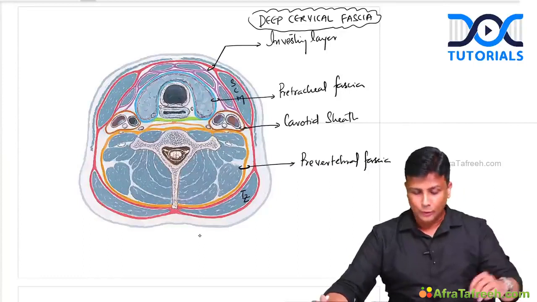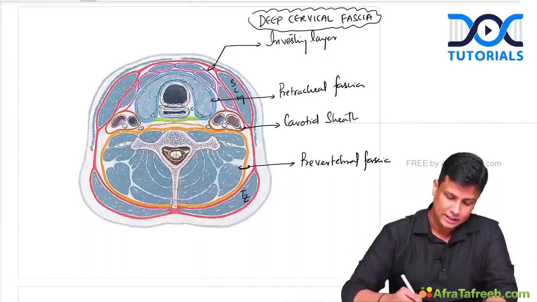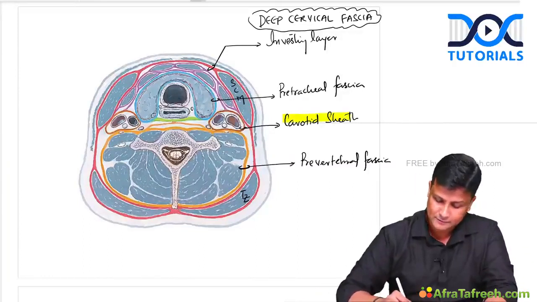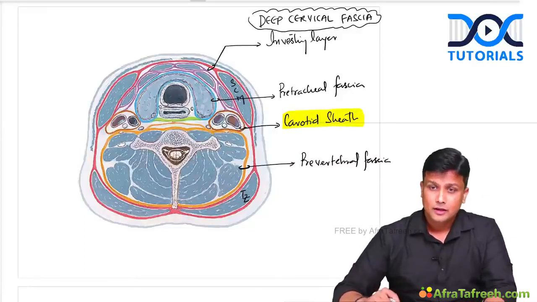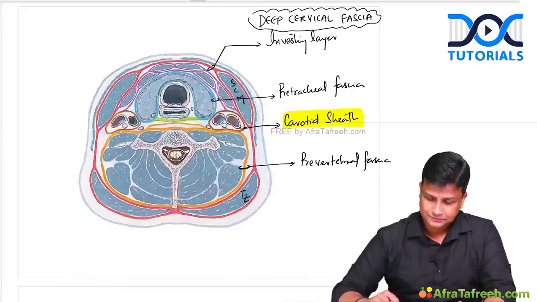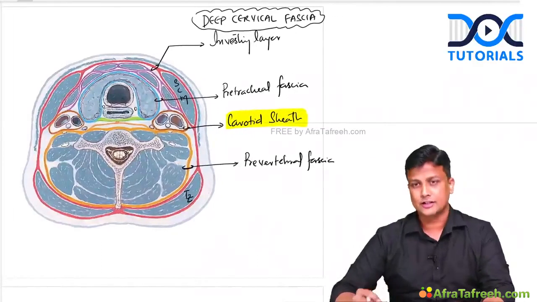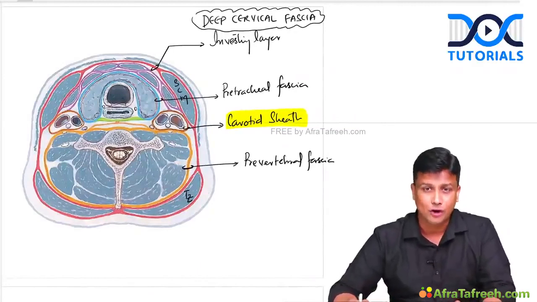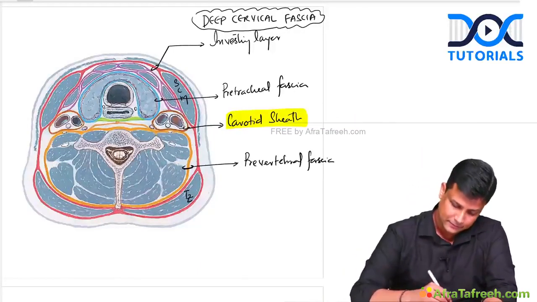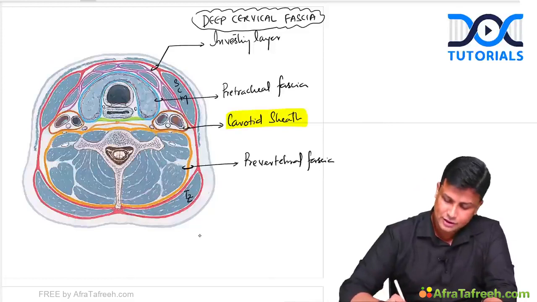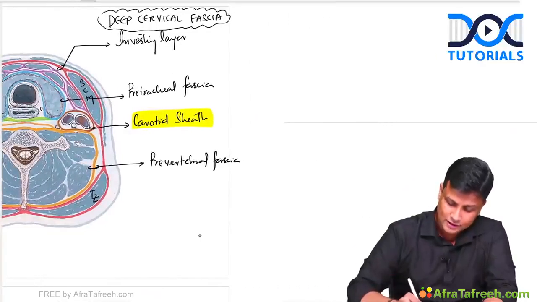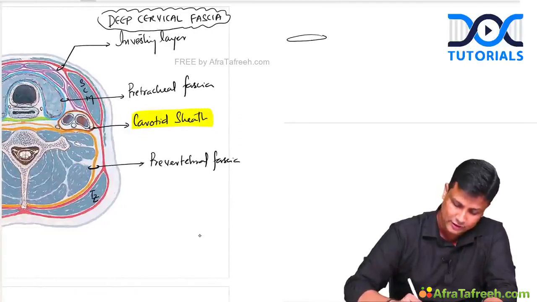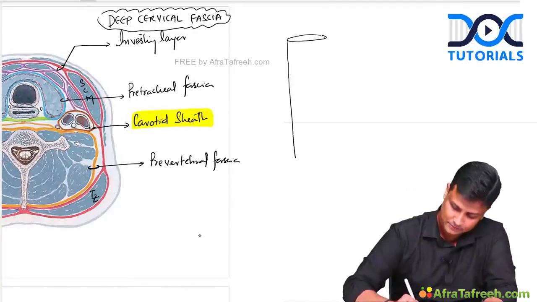Fine. Now, out of this, for your NEET PG exam, the carotid sheath is extremely important here, guys. Recently also, they have asked the contents of the carotid sheath. Now, what do you have inside the carotid sheath? What are the contents of the carotid sheath? For example, let me draw the carotid sheath here in the longitudinal section, instead of the transverse section.